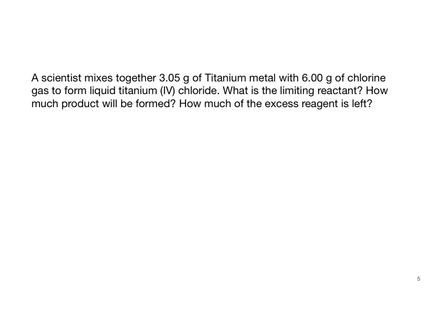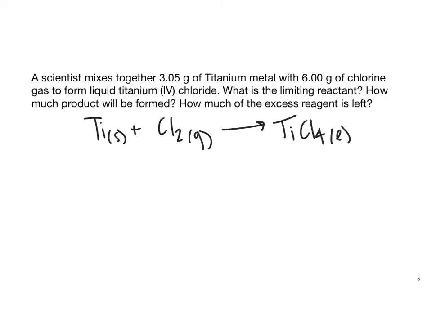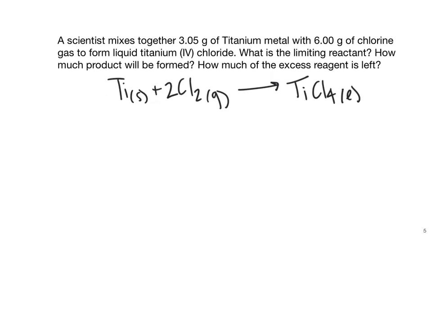So we have titanium solid plus chlorine gas. Don't forget, chlorine is a diatomic, comes as a pair. And from here, we're going to make titanium 4 chloride, so that's TiCl4, and that's going to be a liquid. In order to balance this equation, we need to put a 2 right here, and so now all of our reagents are balanced. Now that we do this, we can go ahead and continue to solve this problem.